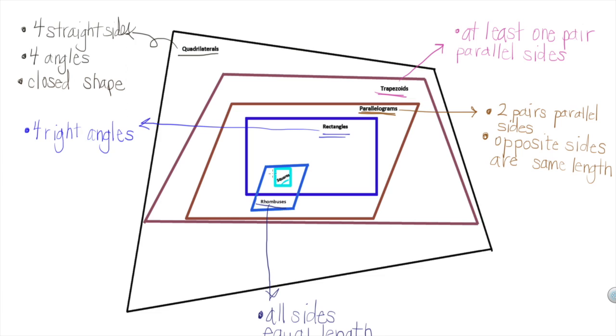Sometimes, this is the sometimes area, sometimes rhombuses will have 4 right angles, but sometimes they will just have the attributes of the parallelogram. Do you see how this little chunk is in parallelogram? Sometimes a rhombus will just have the brown attributes of a parallelogram, the pink trapezoid attributes, and the black quadrilateral attributes. So that's how this cool diagram works.